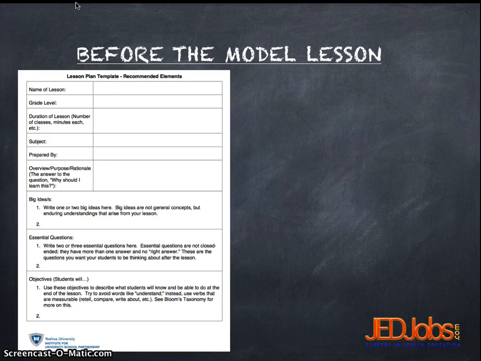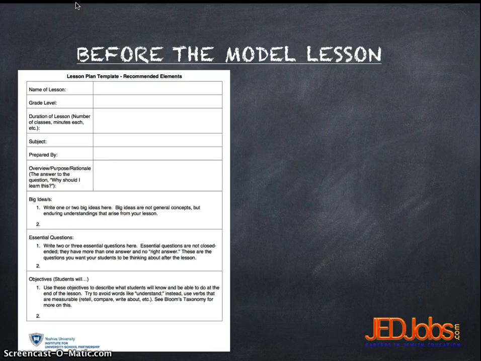The last section on this page is the objectives. Probably some of the most important stuff that you'll come up with and some of the most important stuff that school leaders will focus on when reviewing your lesson. These objectives describe what the students are going to know and do at the end of your lesson. And it's really important to use words that are verbs that are measurable.